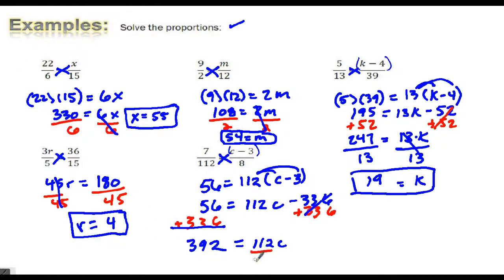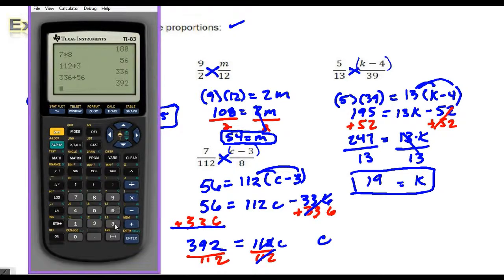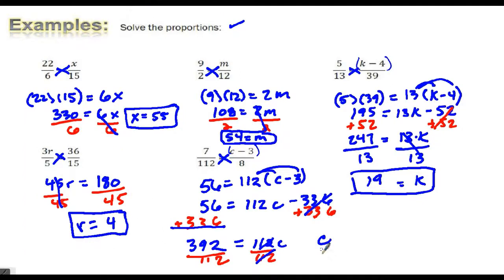Alright, last step is get rid of this best friend of 112, divide both sides by 112. Okay, so right over here, the C's are going to cancel. Get our calculator out, 392 divided by 112, and we get 3.5, so we'll just leave it as 3.5. If you want, you can make this into a fraction. 3.5 would be 7/2. So either way, there's our answer.